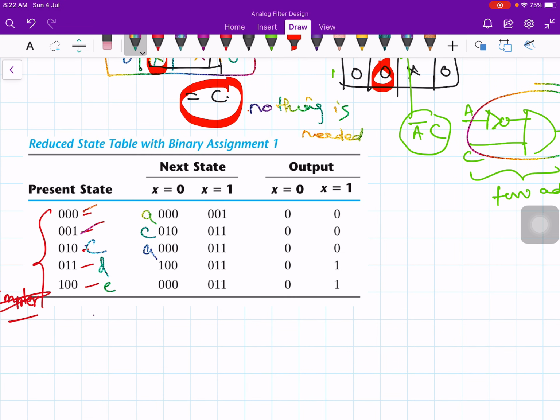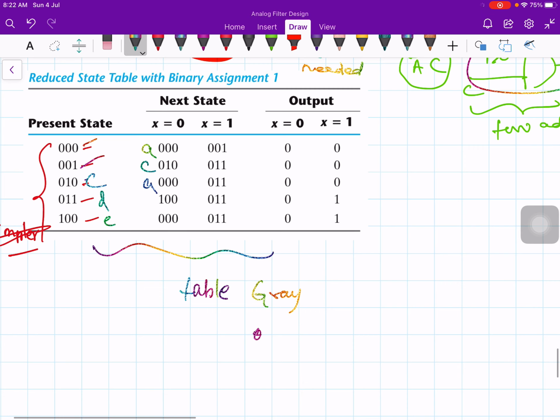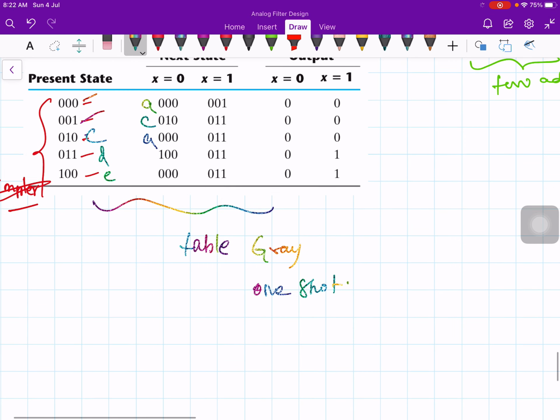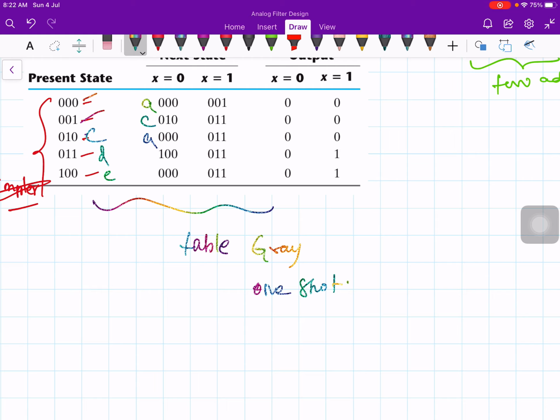You can form the table like this for gray code, or you can write it for one-hot. Therefore, the binary form of the state table is used to derive the next state and output. So the complexity of the combinational circuit depends on the binary state assignment chosen. Some binary state assignments will lead to larger complexity, and some assignments will lead to simpler Boolean expressions.